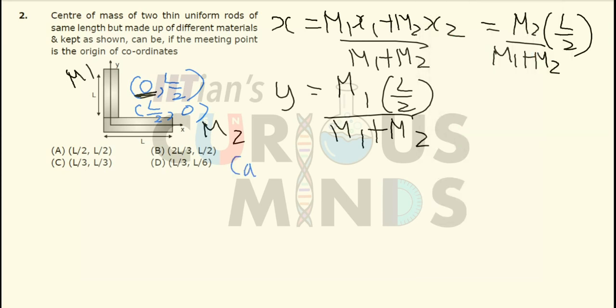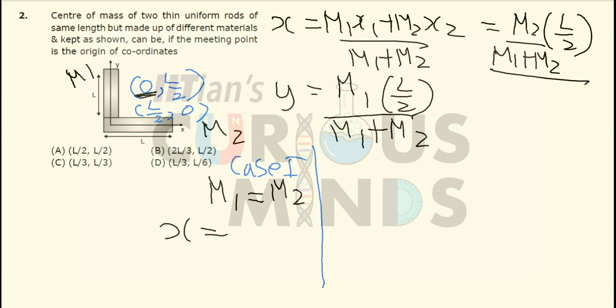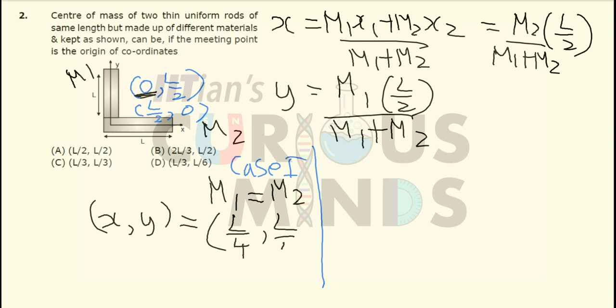In case 1, m1 can be equal to m2. Even though it is specified in the sum that it is not equal, let me take this part. m1 is equal to m2. So the x coordinate, if I substitute m1 instead of m2, the x comma y coordinate will be equal to L by 4 comma L by 4. The x coordinate will be L by 4, and the y coordinate will also be L by 4 when you substitute m1 equal to m2. This is the first possible case.